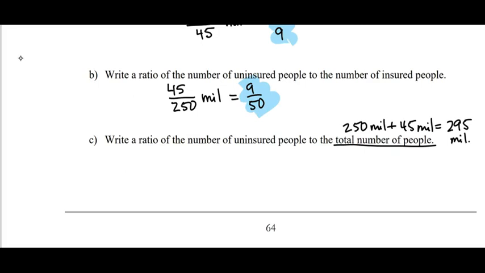Now that we have it, uninsured were 45, so we do 45 over 295. This is all in millions, and now that we're going to reduce the fraction, we can drop the millions. So 5 goes into 295, 59 times, and 5 goes into 45, still 9 times. So 9 over 59.